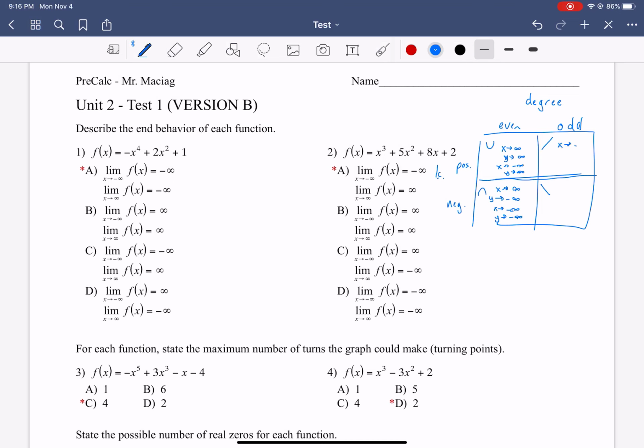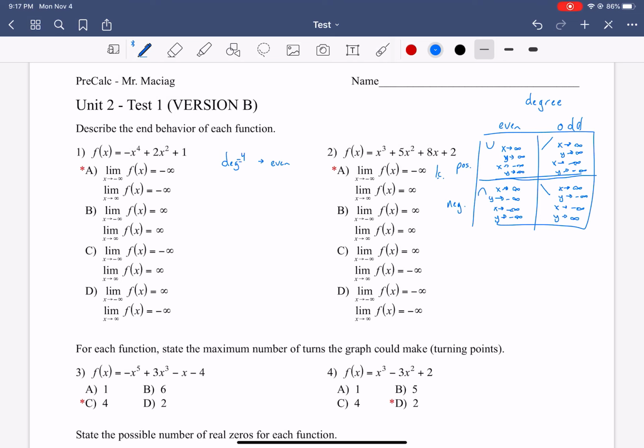For an odd degree function, the end behaviors are opposite. As x goes to positive infinity, y is going to go to positive infinity, because as we go to the right, we go up. As we go to the left, y is going to go down. For a negative odd function, as x goes to infinity, y is going to go to negative infinity, because as we go to the right, we go down. As x goes to negative infinity, y is going to go to positive infinity, because as we go to the left, we go up.